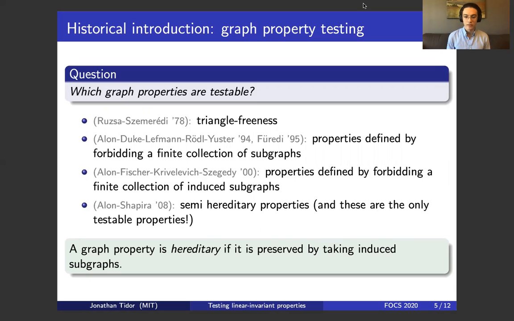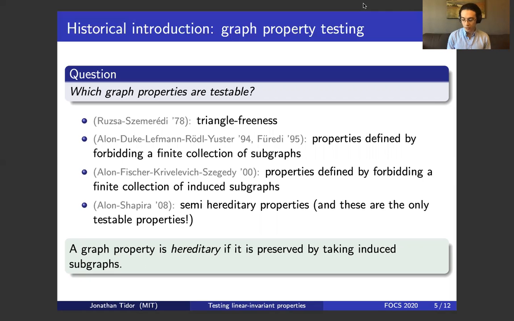They show that a class of properties known as semi-hereditary properties are testable. And even more importantly, they show that these are exactly the set of testable graph properties. So let me say a graph property is hereditary if it is preserved by taking induced subgraphs. That is, if you take a graph which satisfies the property and you remove some of the vertices from the graph, the new graph you receive will still satisfy the graph property.